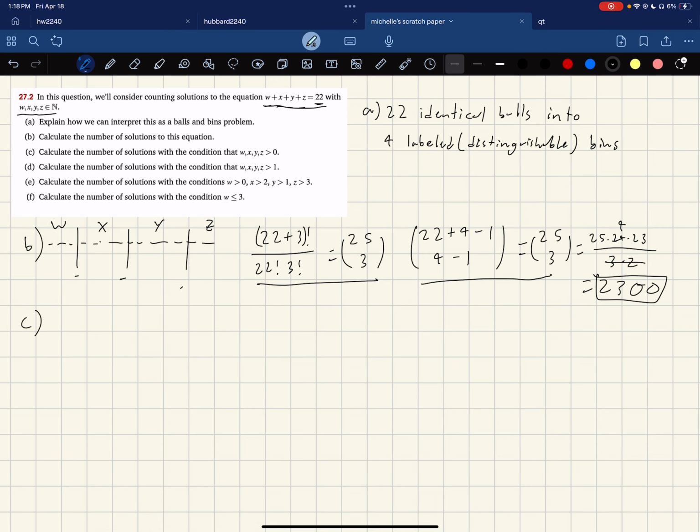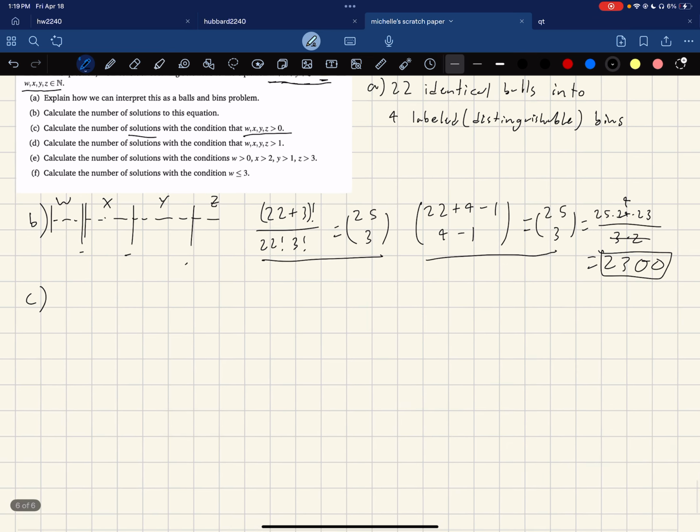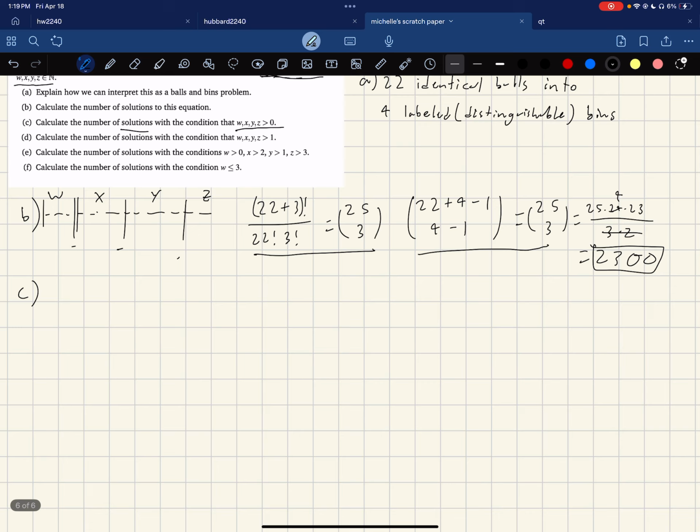Let's do part C now. So what is part C saying? Part C is asking almost the same question, number of solutions, but we have a condition now. We have W, X, Y, Z all greater than 0. So this is kind of a hard question. How can we tackle this? Somehow we have to get rid of all the arrangements where the bars are right next to each other, or there's a bar at the beginning or end, which makes an empty box. But if we look at it from a different angle, it's not that hard.